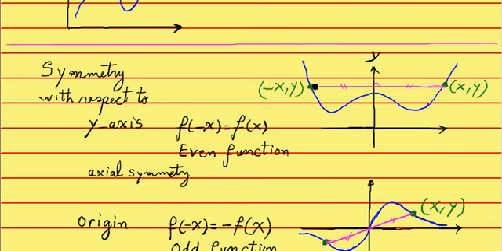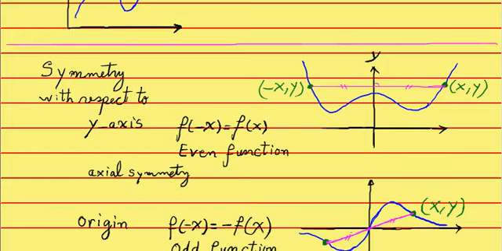How can we tell a picture will have this property before we draw it? If you have a function and you replace the x of it by minus x, and the resulting expression is the same as the original expression, we say that we have symmetry. Such functions are called even functions, and sometimes we say we have axial symmetry.